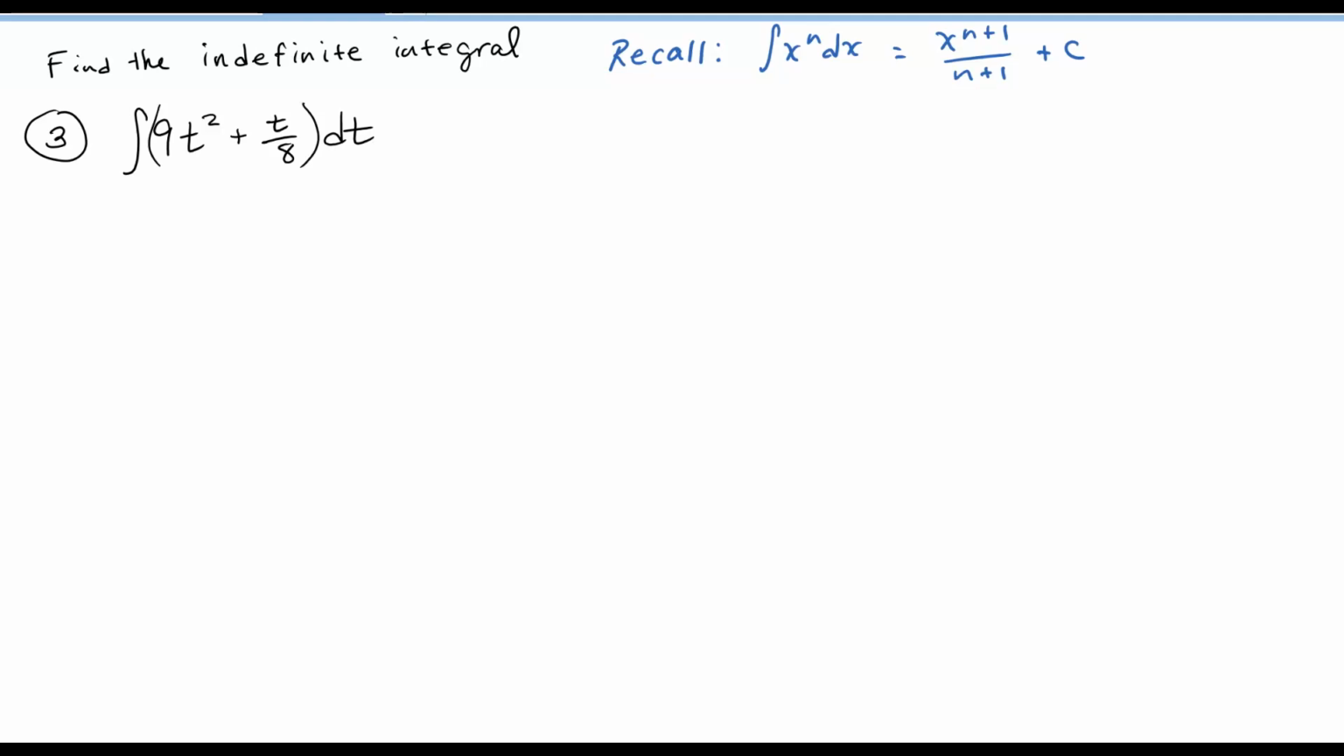Okay, we are continuing with finding the indefinite integral. And so what we have here is the indefinite integral of 9t squared plus t over 8, and then it says dt. This dt right here tells me that the variable that I'm going to be taking the antiderivative or integral of is the variable t. So we're going to follow this reverse power rule to find the antiderivative that I've given here where it says recall.